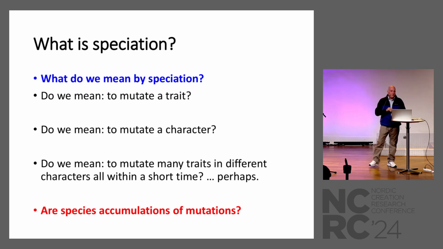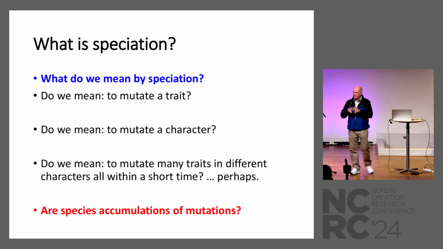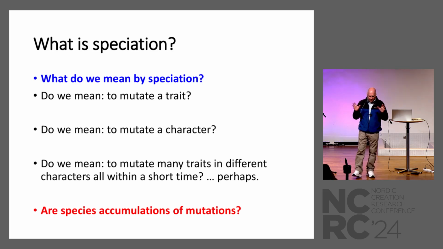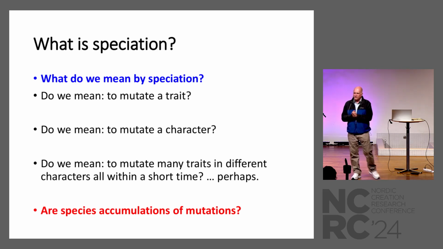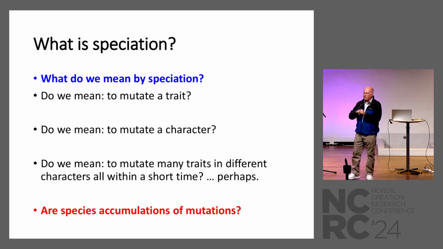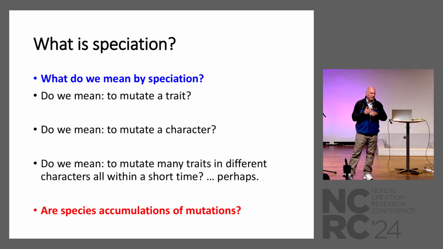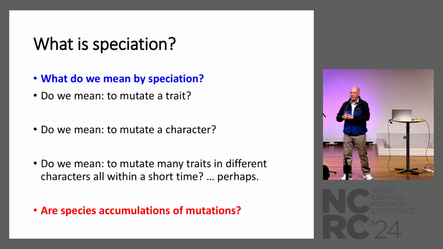Do we mean to mutate a character? I'm not so sure, but maybe I should just mention this because different textbooks have different definitions for these things. What I mean by a character is actually something rather ephemeral. It's like hair colour. We all know what hair colour is, but it's all sorts of different things, isn't it? It's red or black or blonde or whatever.